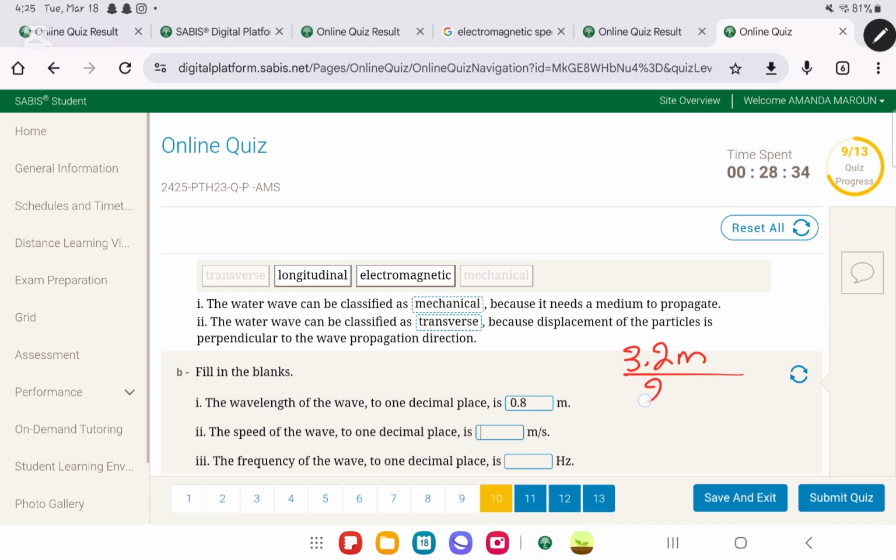Divided by seconds, it took 2.6 seconds to travel 3.2 meters. So you're going to divide 3.2 by 2.6 seconds, and you're going to get an answer which is approximately 1.23.